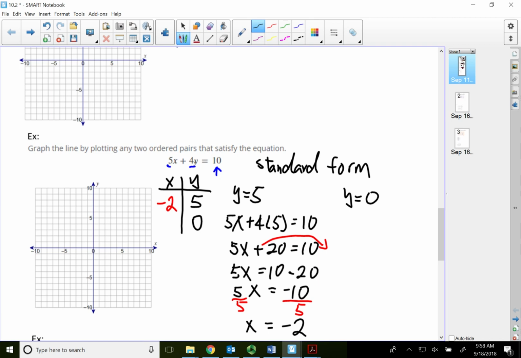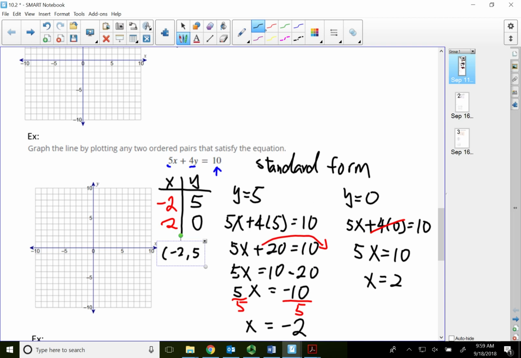0 is easy to work with because when you plug in 0 for y here, that's 5x plus 4 times 0 equals 10. This term, positive 4 times 0, is 0, so that term is gone. So I just end up with 5x equals 10. Divide both sides by 5, x equals 2. So when y equals 0, x is 2. All right, so my 2 points are negative 2, comma 5, and the other one is 2, comma 0.